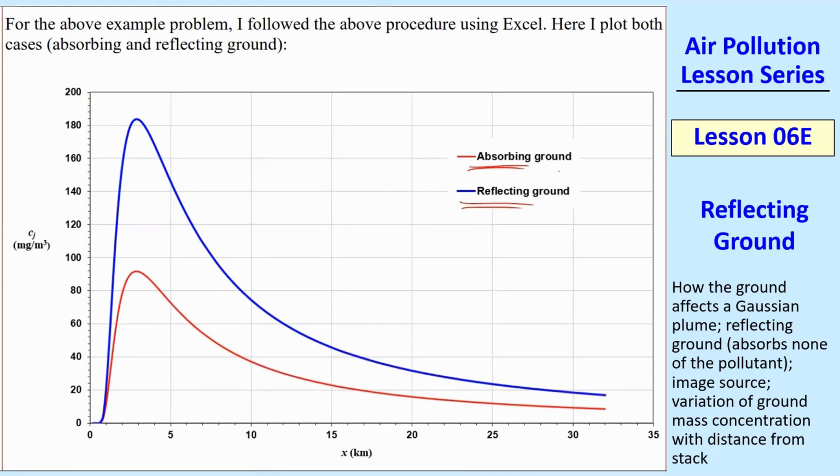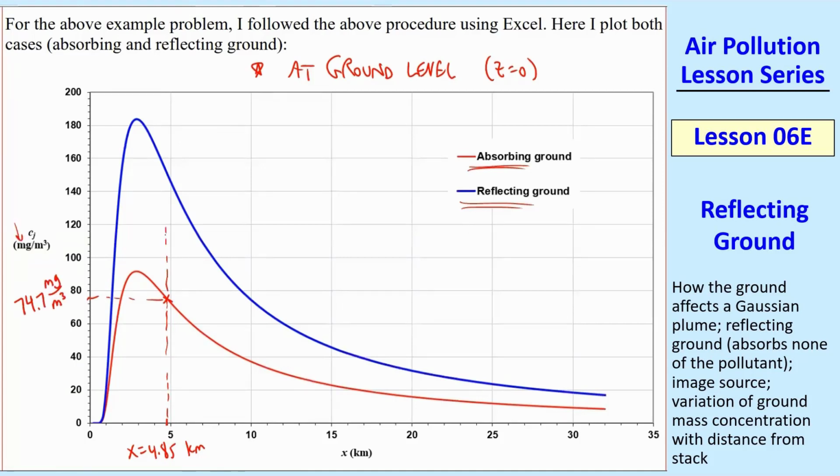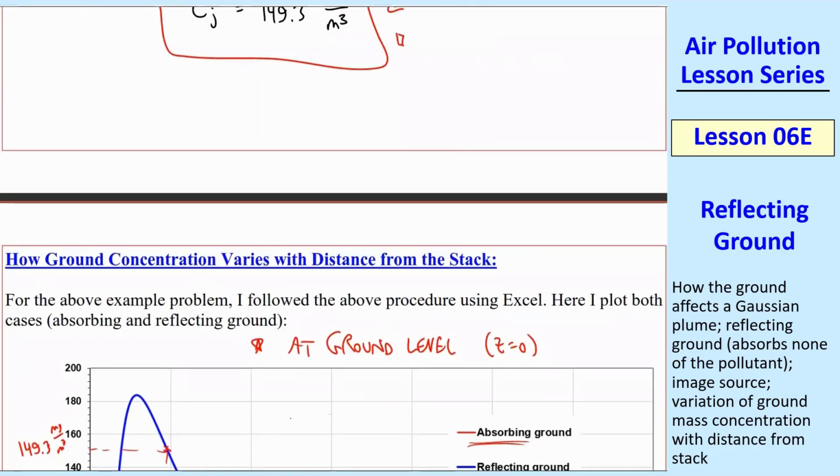And this is at the ground, so notice that it's exactly twice as much. So these are at ground level. So we had set z equals 0. And let's just do a sanity check again. Our point here was at x equal 4.85 kilometers. Last time we had, for the absorbing ground case, 74.7 milligram per meter cubed. And then let's go up that same location to here, 149.3 milligram per meter cubed, which agrees with our answer we had up here.